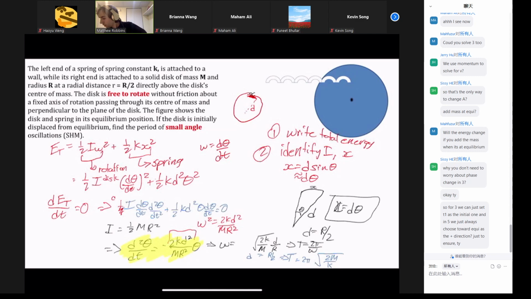So what we have to do is we have this system where we have a mass attached by a spring on each side. And what we're going to do is to basically figure out what is the angular frequency of oscillation. So how would one approach this problem?